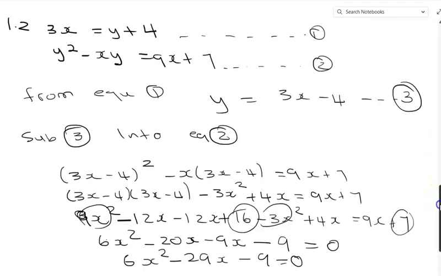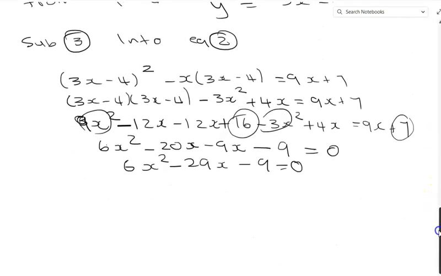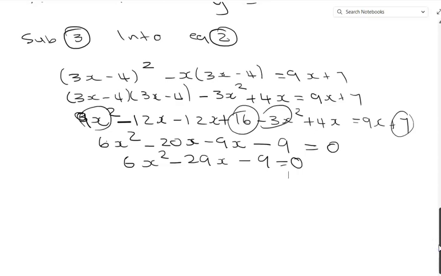Okay, let's see now. Okay, this is what we have. Here we had 16 minus 7 is going to give us negative 9. But then it looks like we're going to have to use the quadratic formula again.